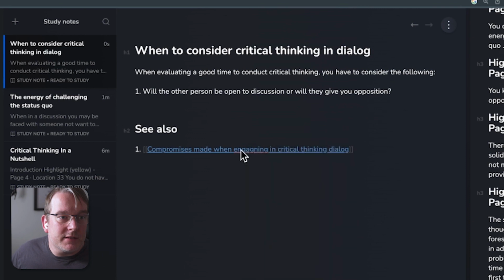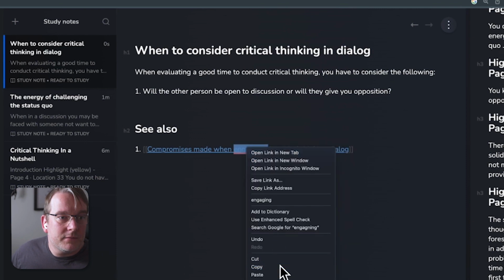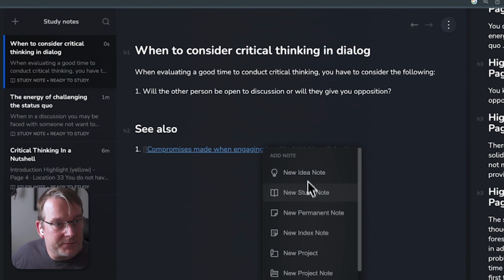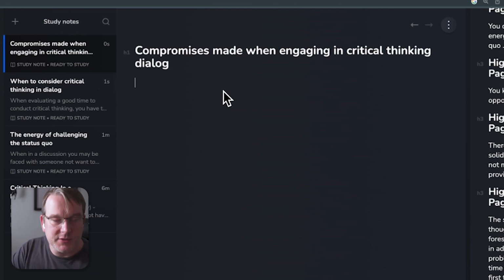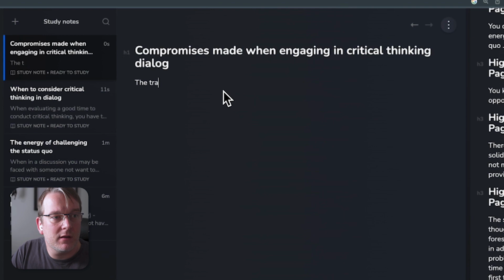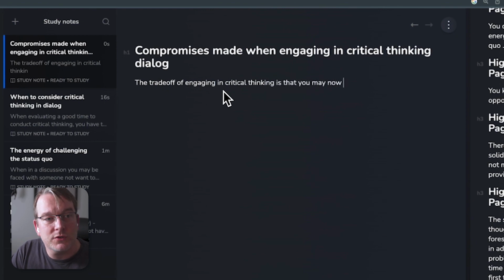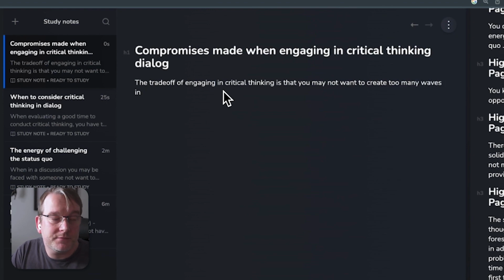And before I do that, if I can, engaging. So before I create the note, I'll fix the spelling. Okay, so here we have a trade-off. So the trade-off of engaging in critical thinking is that you may not want to create too many waves in how other people think about the topic.